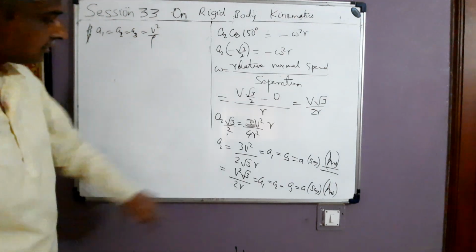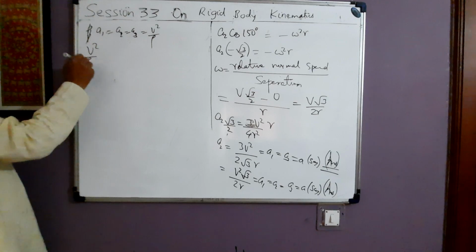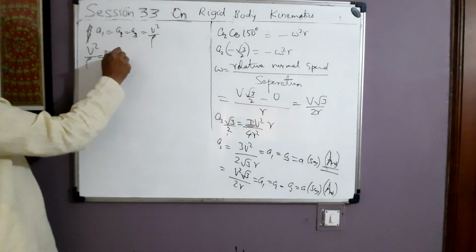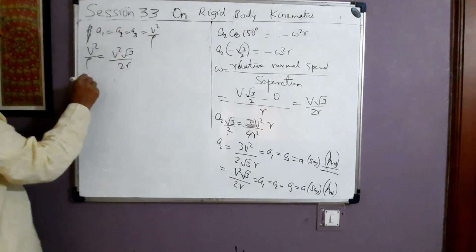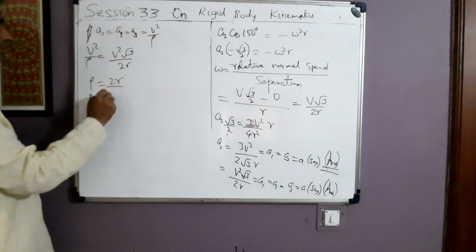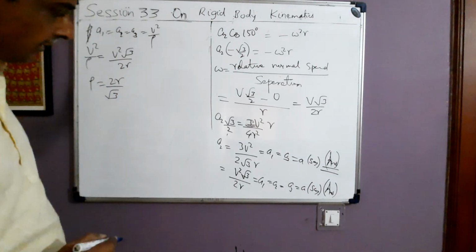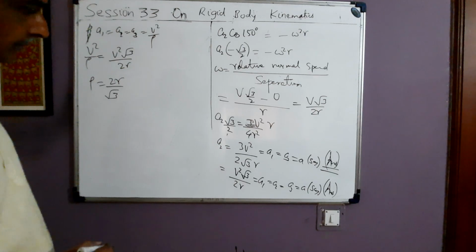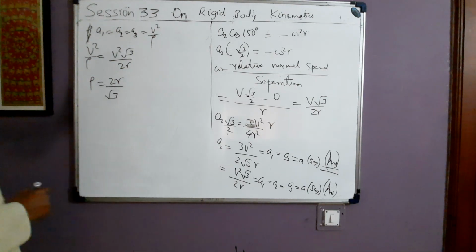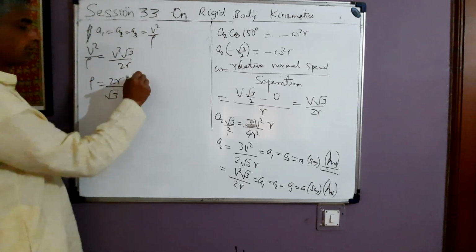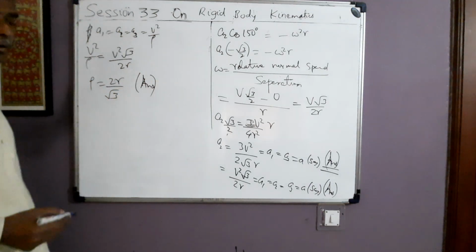So equate this to this. V square by rho becomes V square root 3 by 2R. V square goes away. Rho becomes 2R by root 3. Okay, fine. So this is therefore the required answer to part 2 of the question.